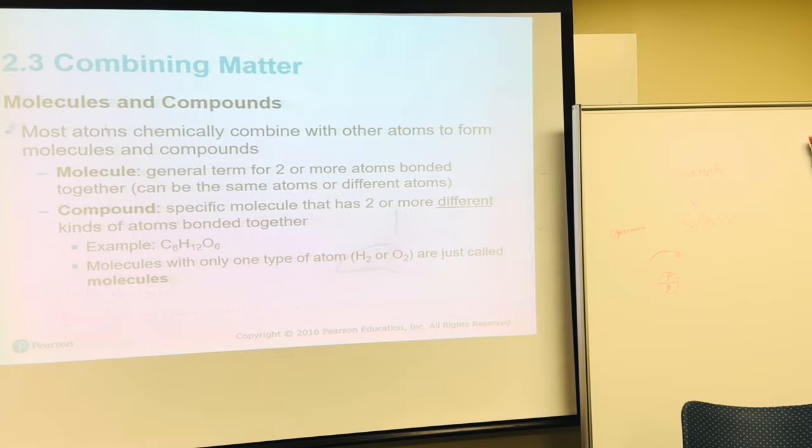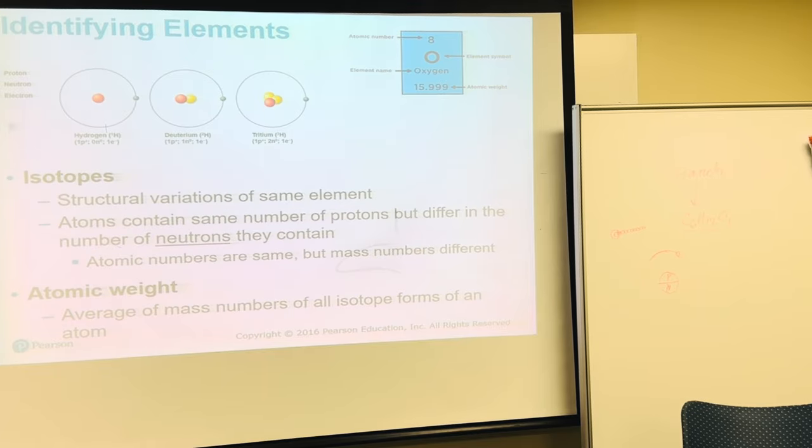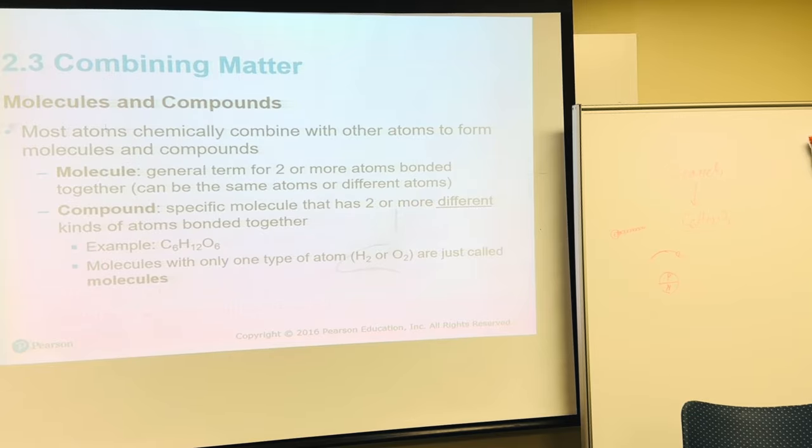So now we did talk about the isotope, and then atomic weight. When we say atomic weight, it is the average of the mass number of all isotope forms of an atom. As you can see in this example right here, in this hydrogen you do not have any neutron. This one you have one neutron, this one you have two neutrons. Okay. So now let's talk about the molecules.